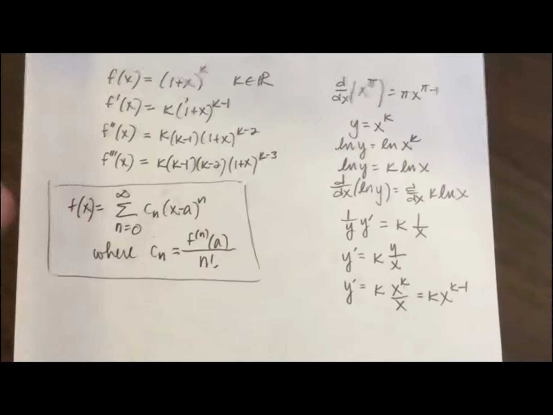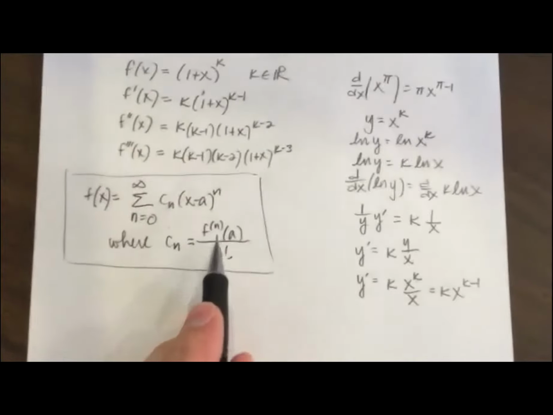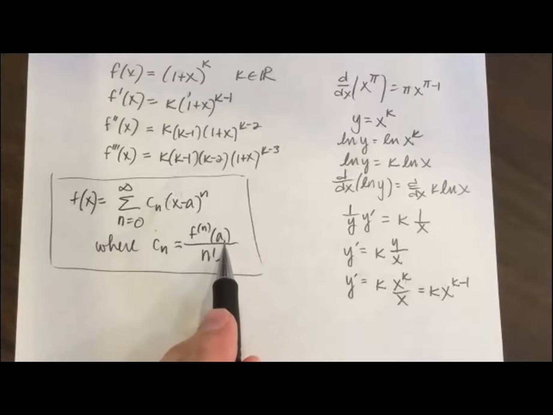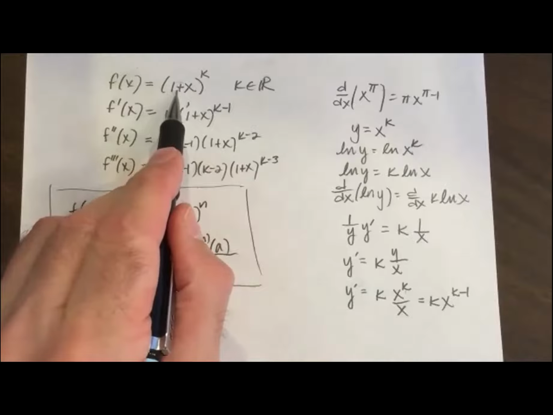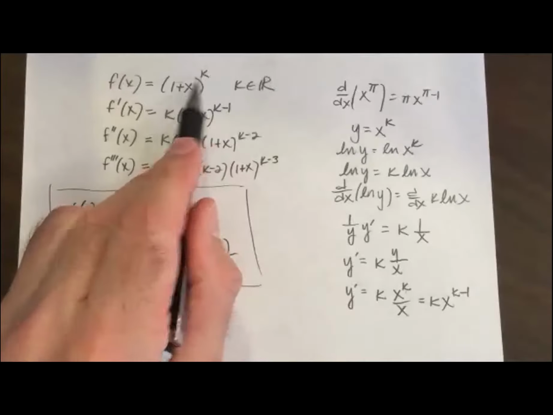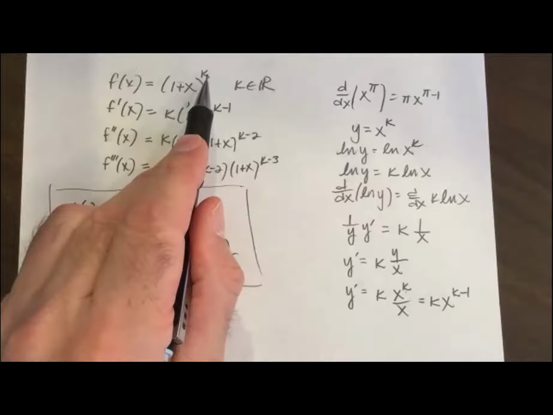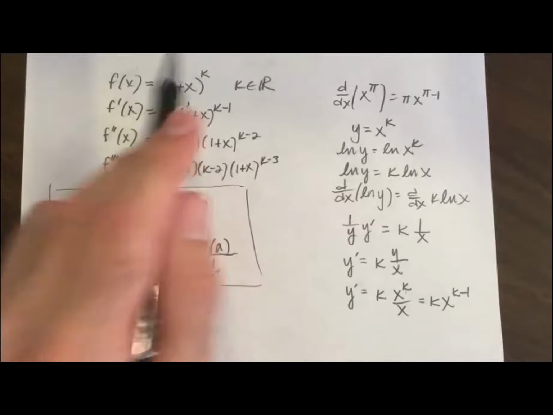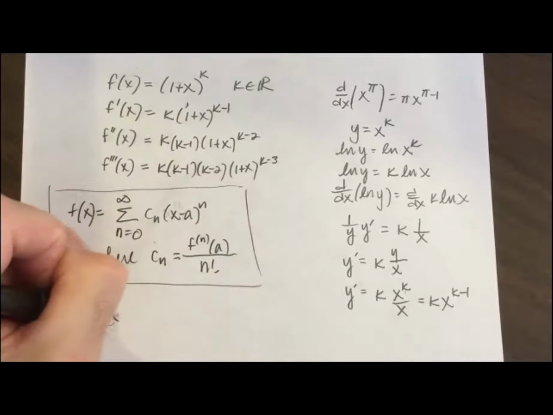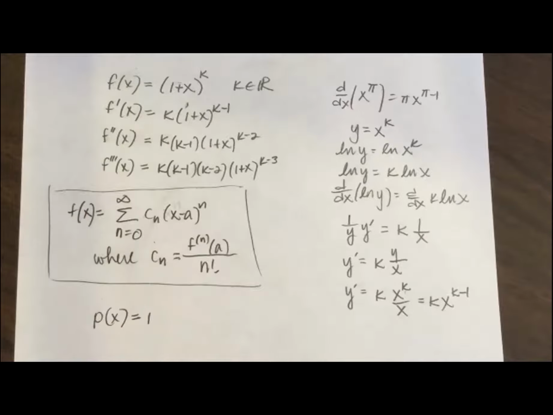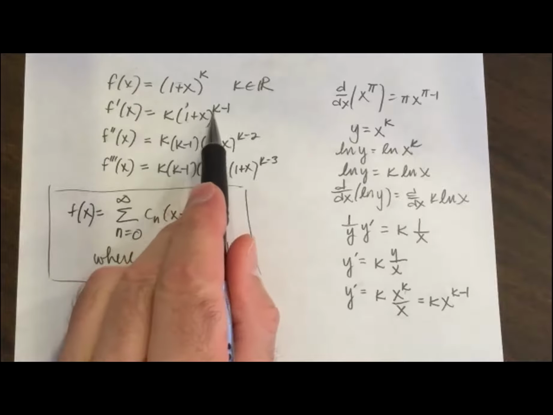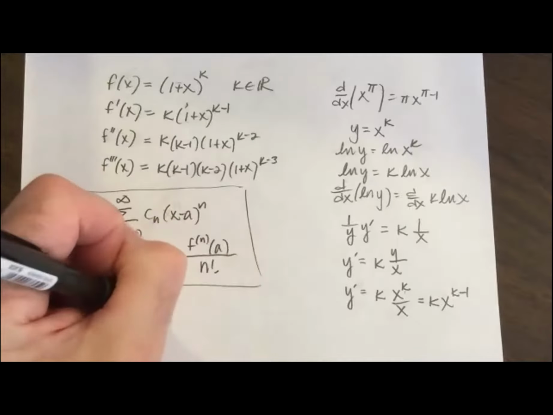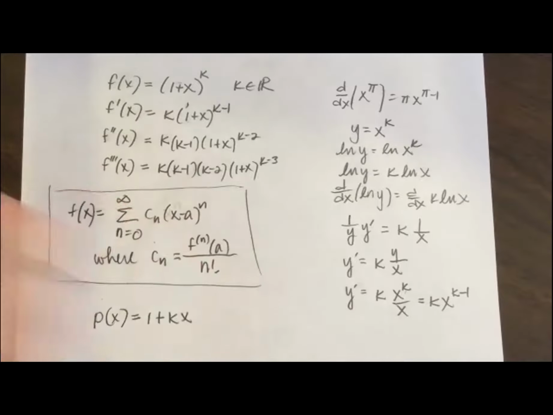Okay, so here we go. I need these coefficients. So in they go. I'm sticking 0 into the function. So when I stick 0 in here, I get 1 plus 0 to the kth power. 1 to anything is 1. So I'm thinking the first term is 1. So P of x starts at 1. Then I stick 0 into this function. So I get 1 plus 0 is 1. 1 to the anything is 1, times k is k. So I get k x's.